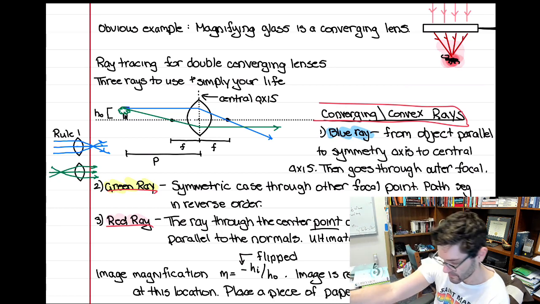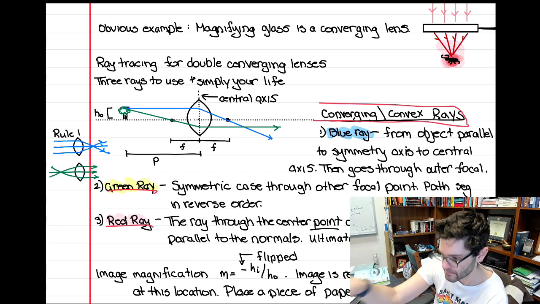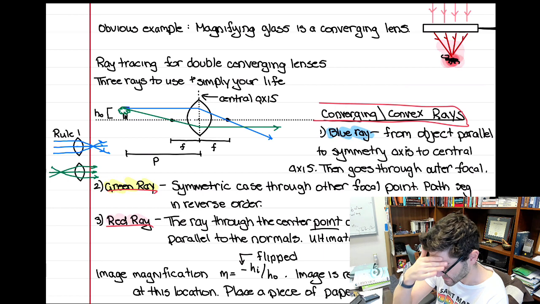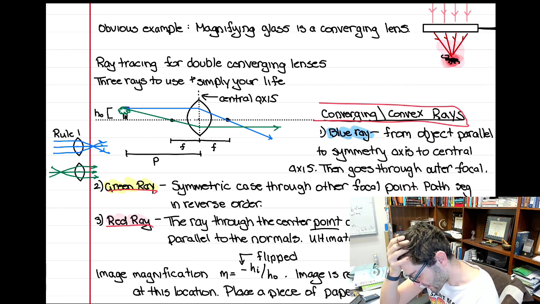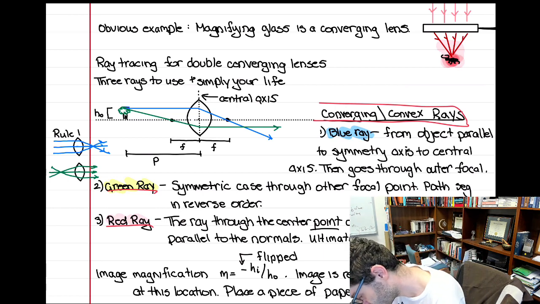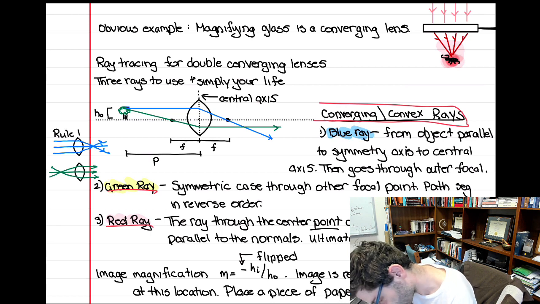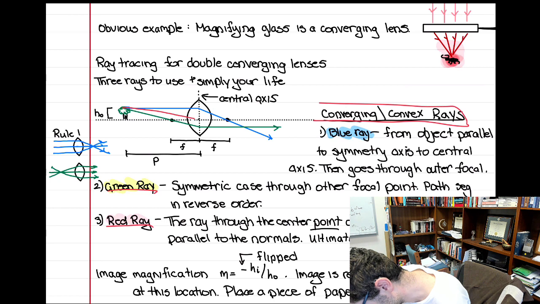If you go as a straight line, really I should be saying a line that is parallel to the symmetric axis, then you come out towards the back focal point. And then third, looks like I chose it to be red, is when you go directly through the center point of the lens, something like that, you get no refraction at all.